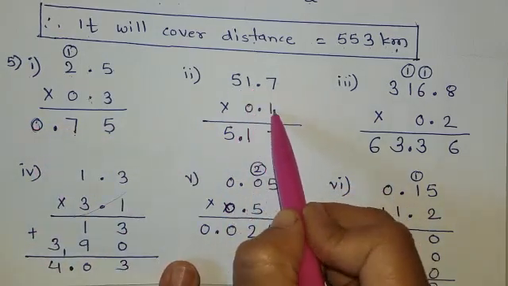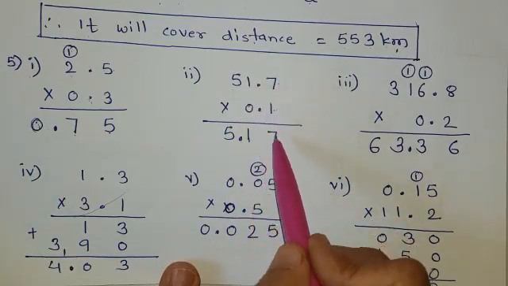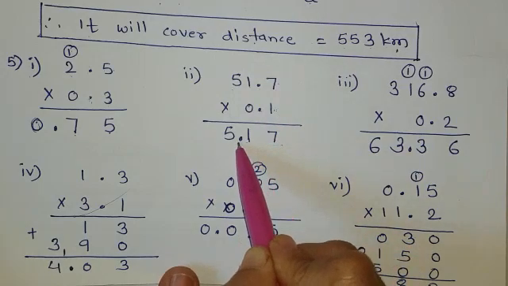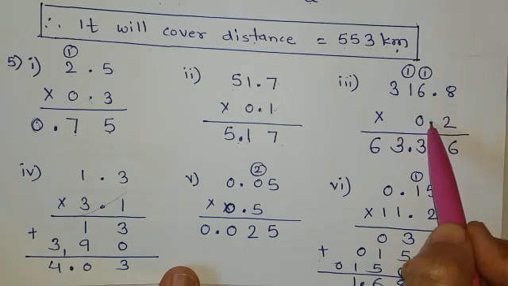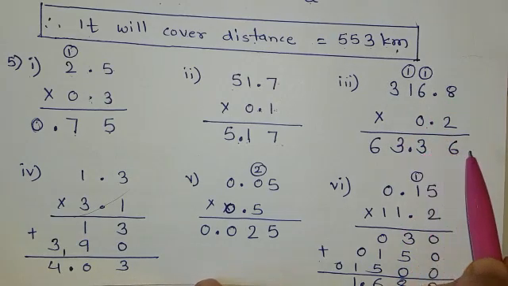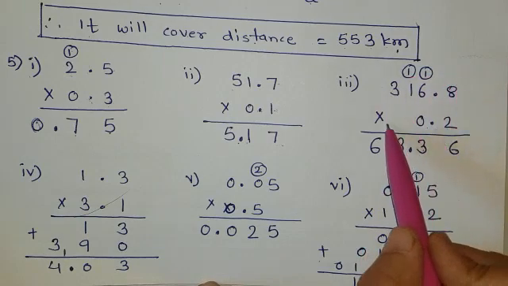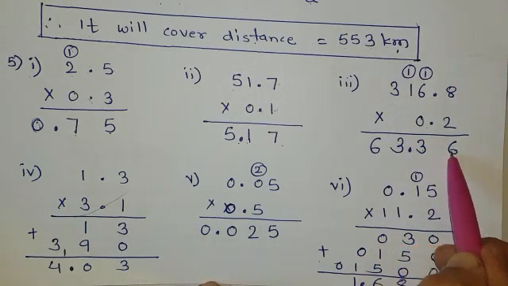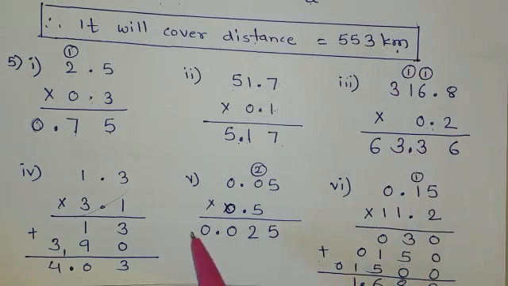Let's do the next one. 51.7 into 0.1. Find out the answer. After point there are 2 digits, so leave the 2 digits and give the point. Next, do the regular multiplication and count how many digits are there after the point and give the decimals. Start from your right hand side. Like in this multiplication my answer is 6336. After point there are 2 digits, so 1, 2, my point will come here. This way I have completed question number 4.